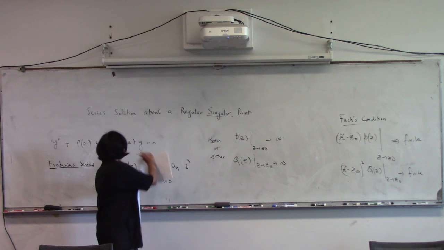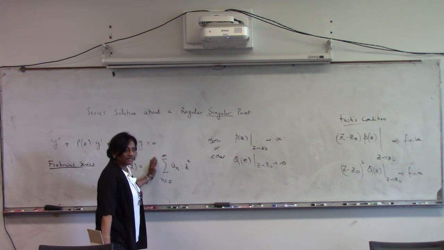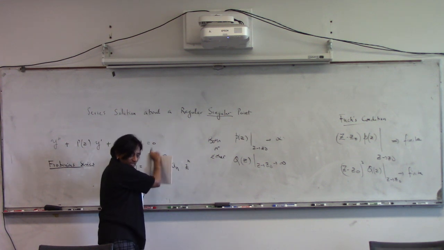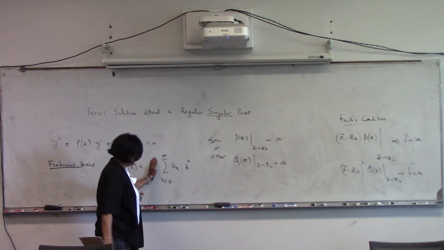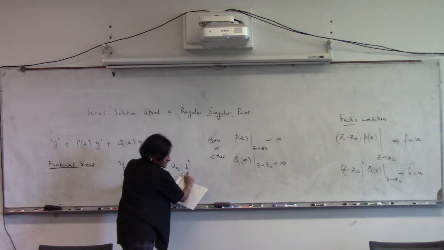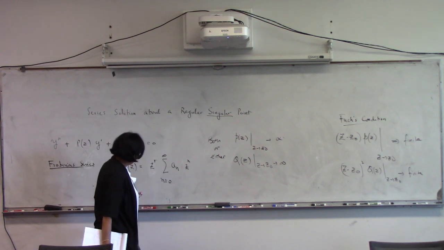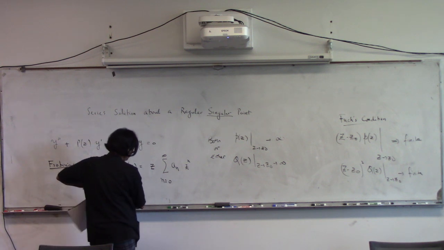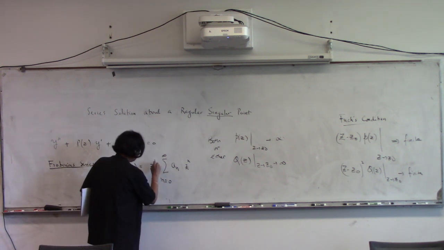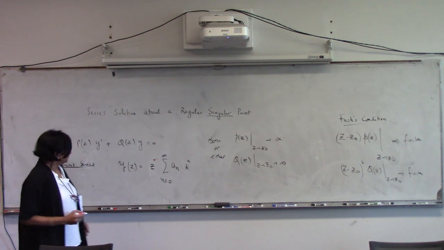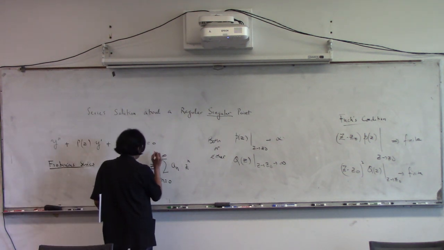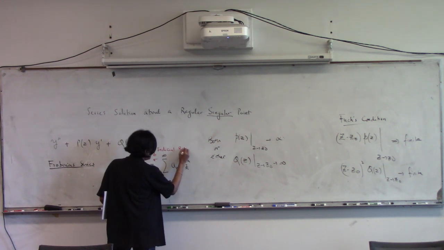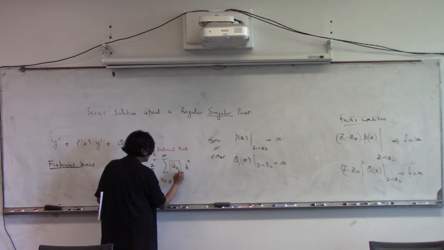Note I have changed the variable; my independent variable is z, not x now. I mean, it is dy over dz and d square y over dz square. Previously we were using x. So accordingly the expansion is z to the power of n. The only difference is now I have this. So this is called the indicial root. We have to calculate that, and in addition we have to calculate these coefficients.